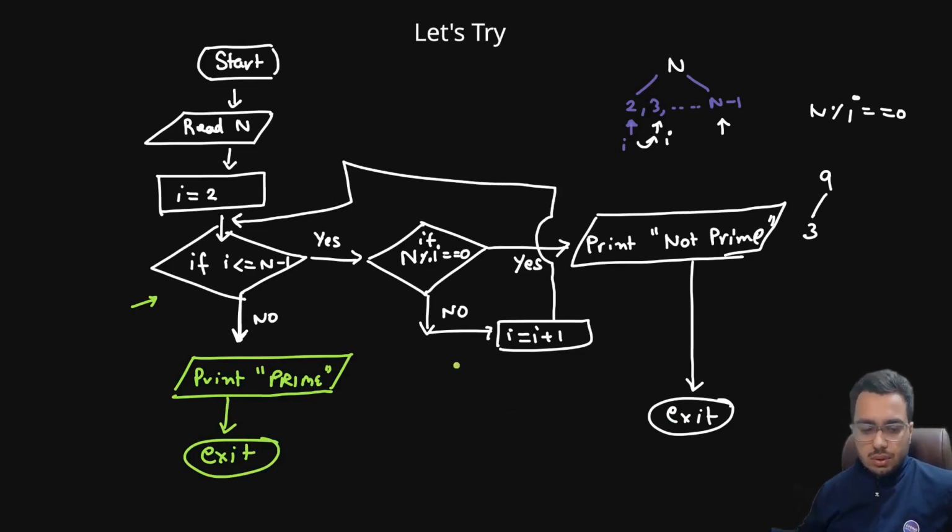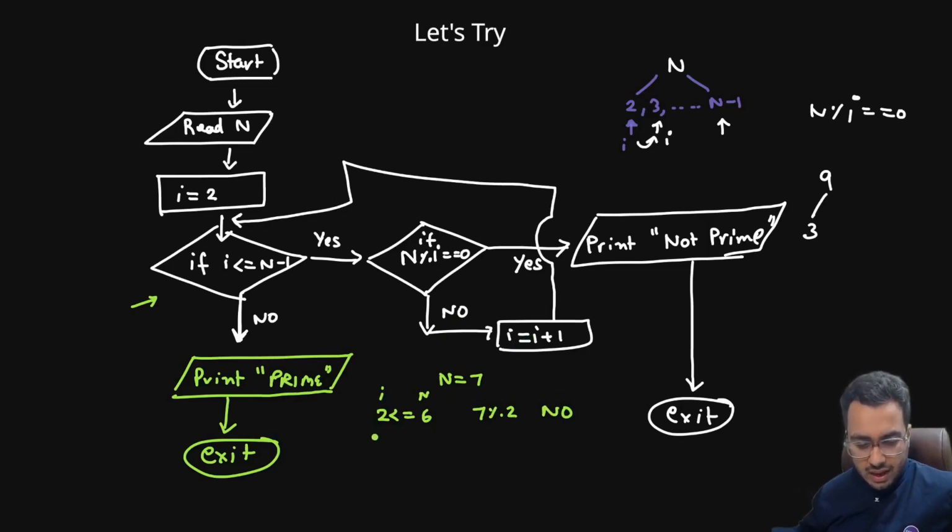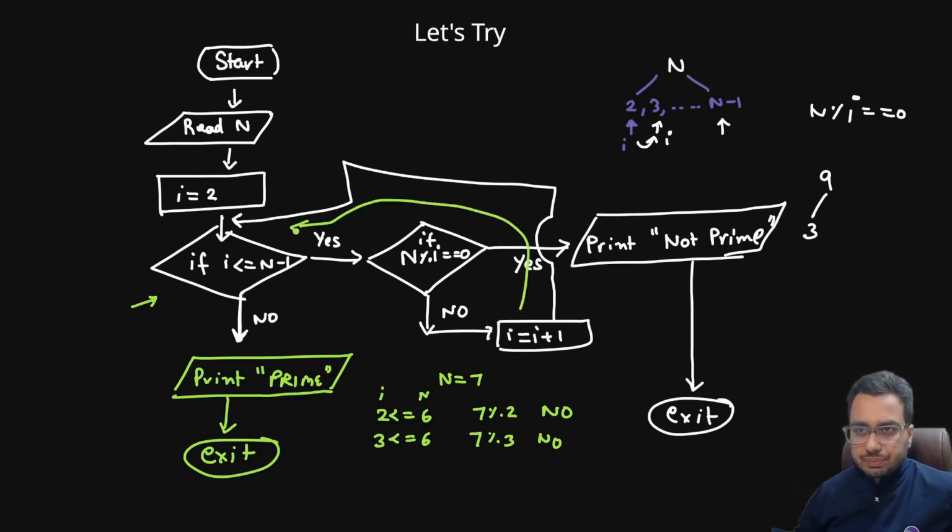Now let us try to dry run this flowchart for value of n equal to 7. Okay, let's see what happens for n equal to 7. So I is 2, 2 is less than equal to 6. Is 7 divisible by 2? The answer is no. So you increment I, so the I becomes 3. 3 is less than equal to 6. Is 7 divisible by 3? The answer is no. So you again come here, I equal to I plus 1. You again go back here via this route.